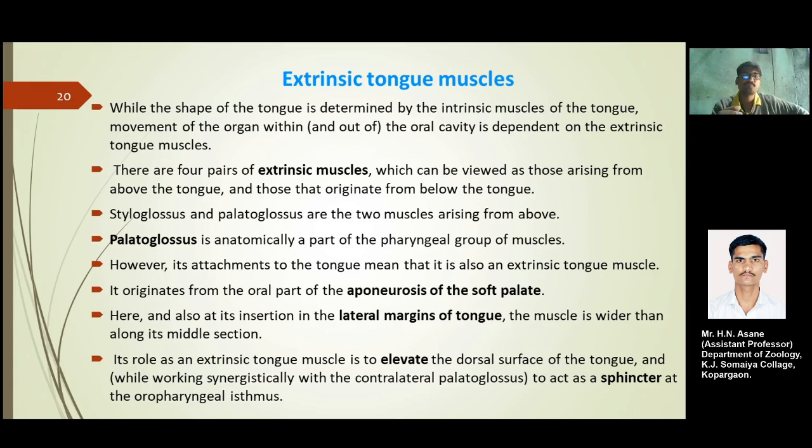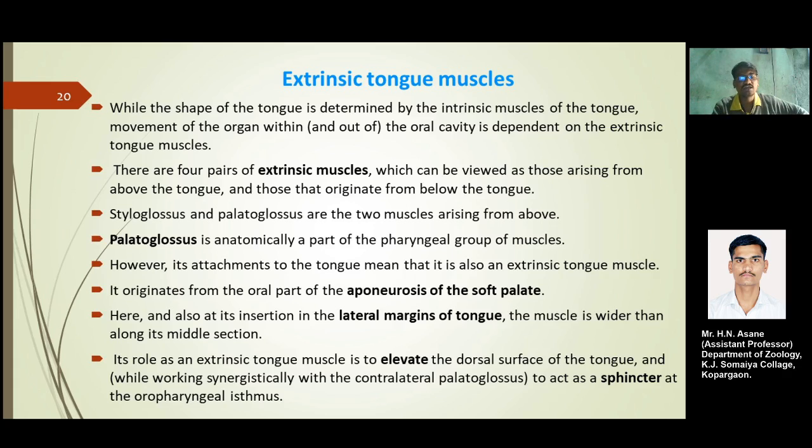The styloglossus and the palatoglossus are the two muscles arising from above. The palatoglossus is anatomically a part of the pharyngeal group of muscles, so its attachments to the tongue mean that it is also an extrinsic tongue muscle. It originates from the oral part of the upper surface of the soft palate.